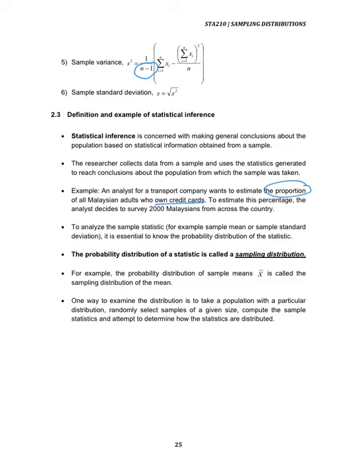Okay, so the probability distribution of a statistic is called a sampling distribution. Kita boleh tengok in terms of mean, variance and proportion. So later on nanti awak akan nampak lah sampling distribution tu. For example, the probability distribution of sample mean x bar is called the sampling distribution of mean. One way to examine the distribution is to take a population with a particular distribution, randomly select samples of a given size, compute the sample statistic, and attempt to determine how the statistics are distributed.